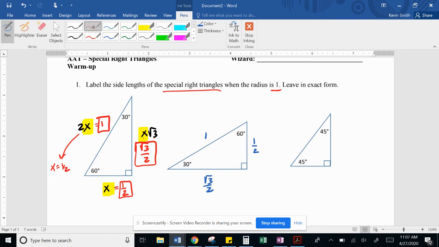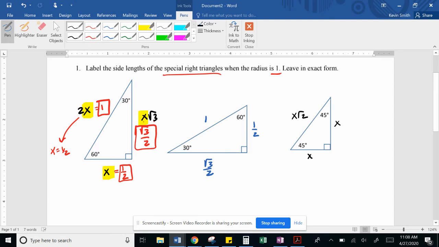So it changes a little bit, as we get into the other special right triangle of 45, 45, 90, which has sides x, x, and x root 2. So if we are saying that the radius is 1, we can then solve this equation for x right here and substitute in for the other x's. So I'm going to do that down here.